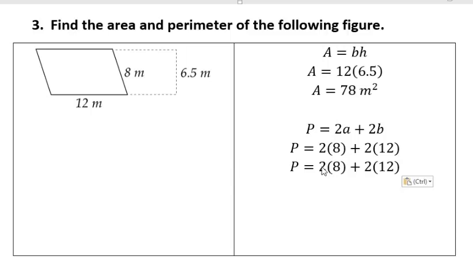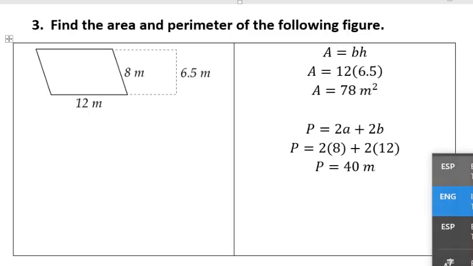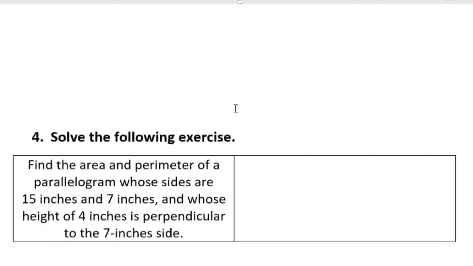Okay, so 2 times 8 will be 16, and 2 times 12 will be 24. 16 plus 24, that will give me 40 meters. Remember, I'm not gonna square when I'm talking about perimeter. I only square the units when I'm talking about area. Okay. So let's go with the next one.